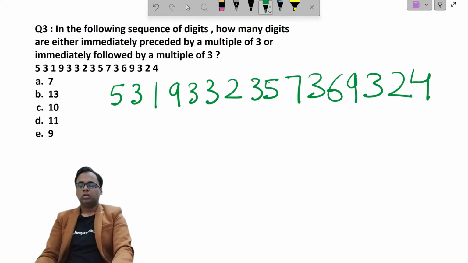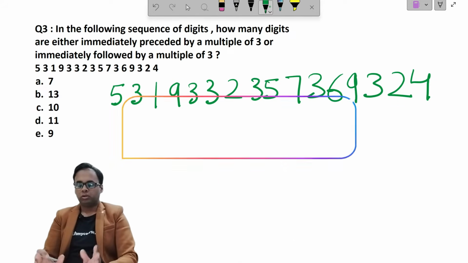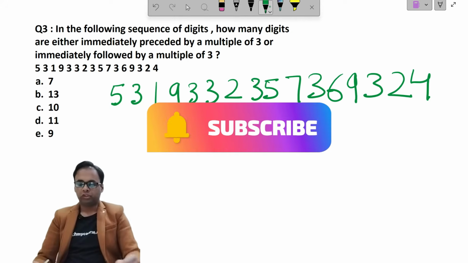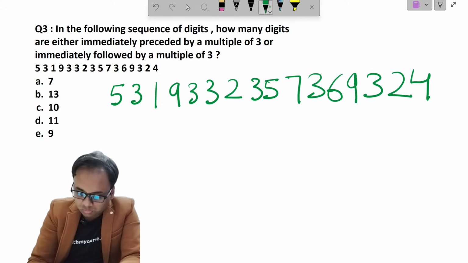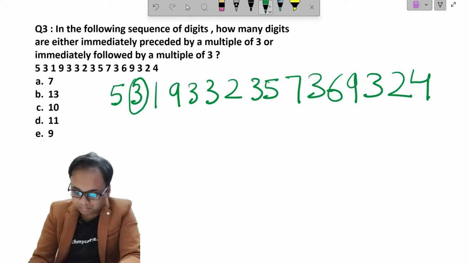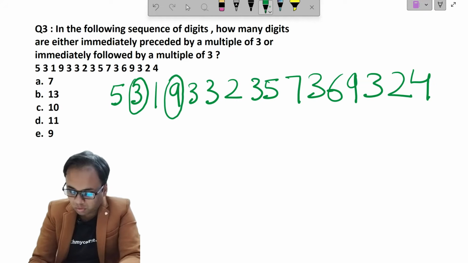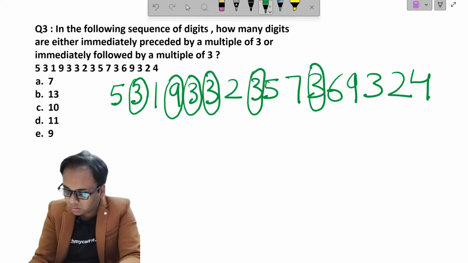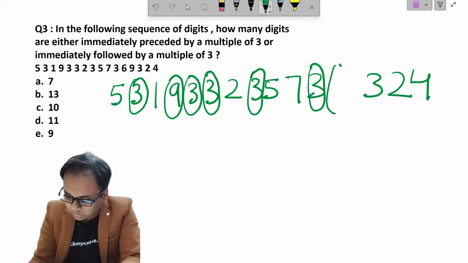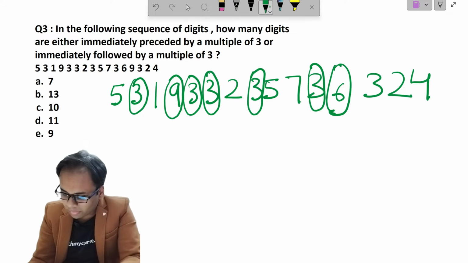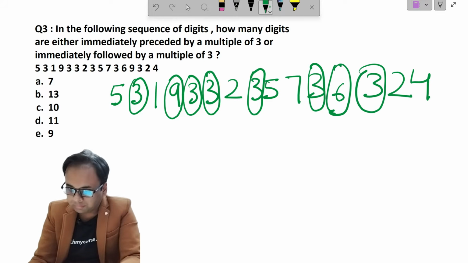So first of all, we should know which digits are the multiples of 3. Let us find out. This is a multiple of 3. Then 9 is a multiple of 3. 3 is a multiple of 3. 3 is a multiple of 3. 3 is a multiple of 3. Then this 3, 6. Oh, sorry. What was there? 7, 3, 6 was there. So 3, 6. And then 3 once again.